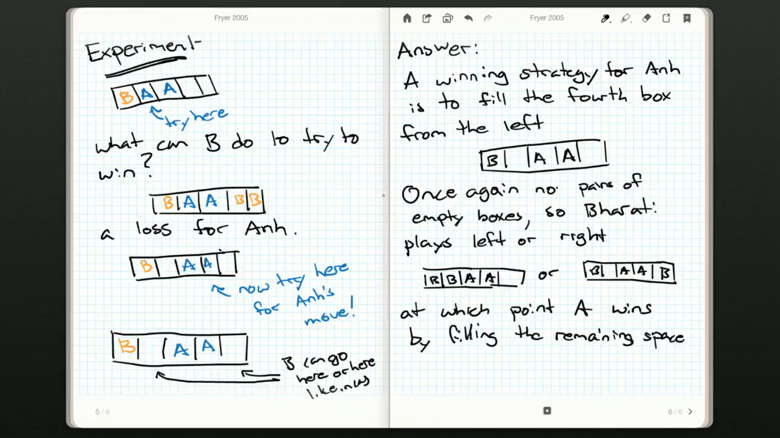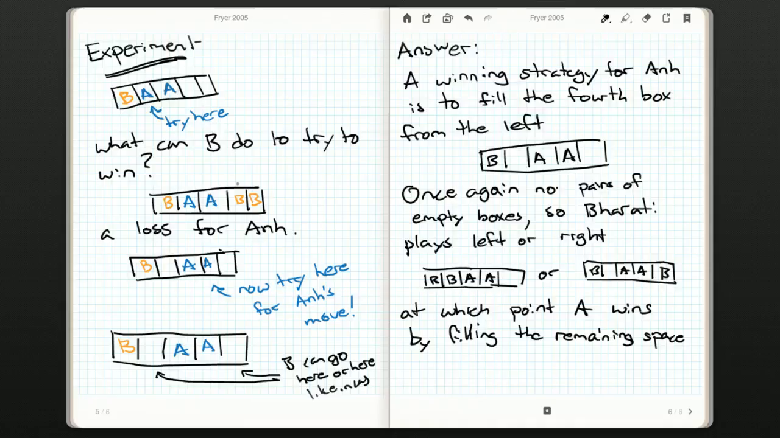Okay. So we experimented a little bit. We could have fleshed that experiment out a little more. We could have impressed the markers by explaining exactly which places A can go that win, and which cause Bharati to win in some cases.